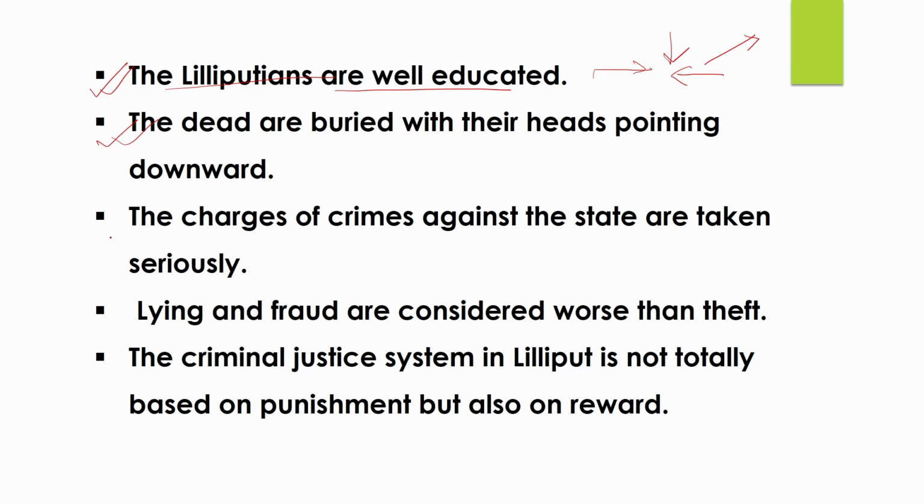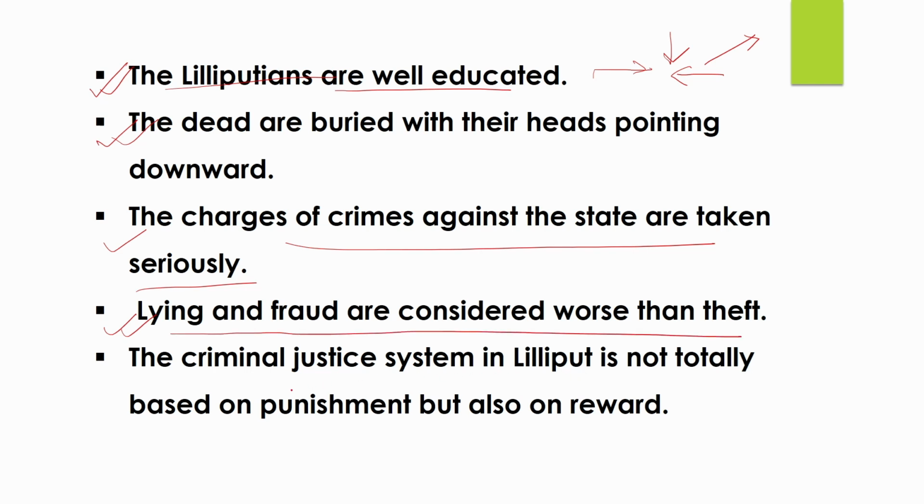Gulliver describes some of the other laws of Lilliput, such as if someone accuses someone else of crimes against the state, these charges are taken very seriously. On the other hand, if it turns out that the accused person is innocent, then the accuser is executed and the accused person gets a money reward from the emperor. In fact, lying and fraud are considered worse than theft because honest people are more vulnerable to liars than to thieves. They prefer to appoint people who are good but not clever over those who are smart but bad.